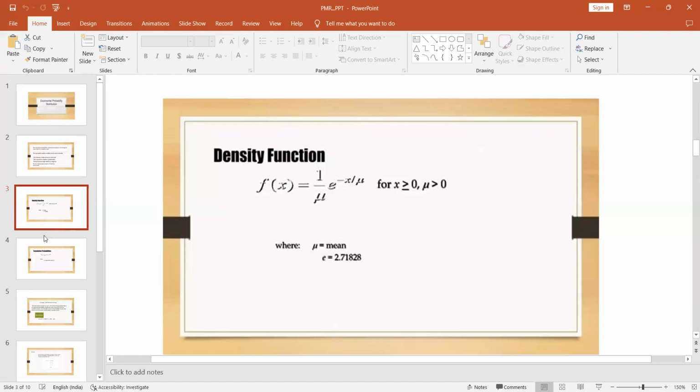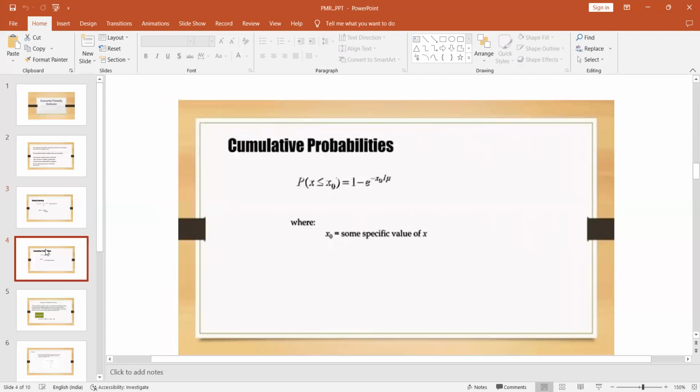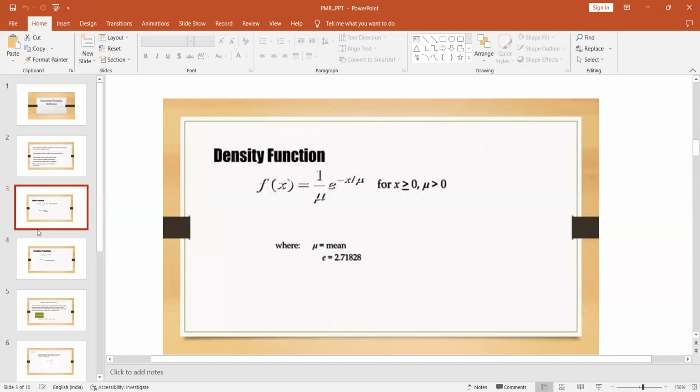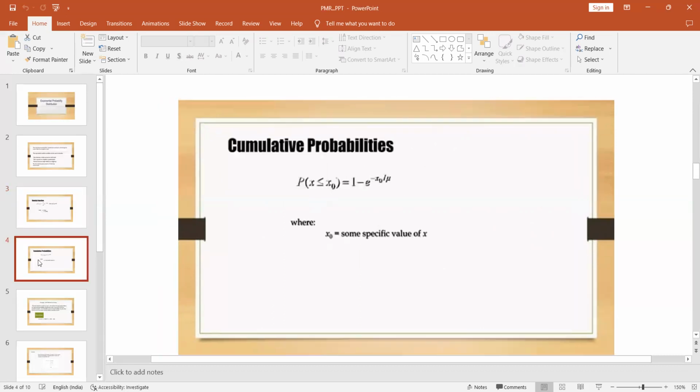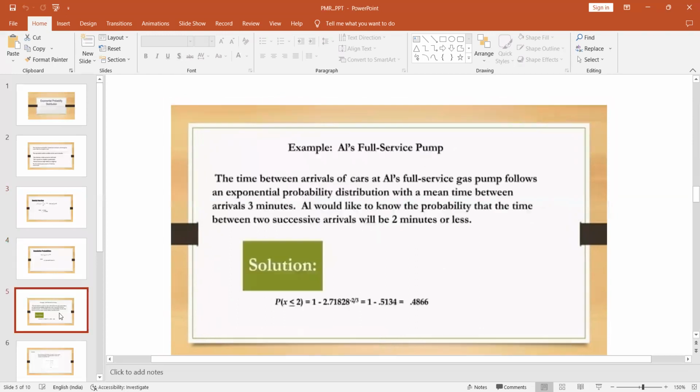As we see here, we have the density function f of x and the cumulative probability function P of x. This is the difference between the density probabilities and the cumulative probabilities. As we see here, for the time between arrivals of cars being 2 minutes or less, we get P of x.